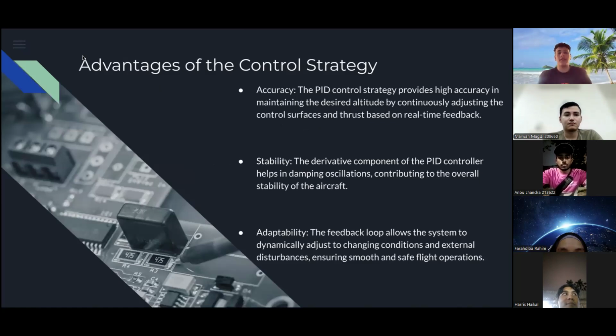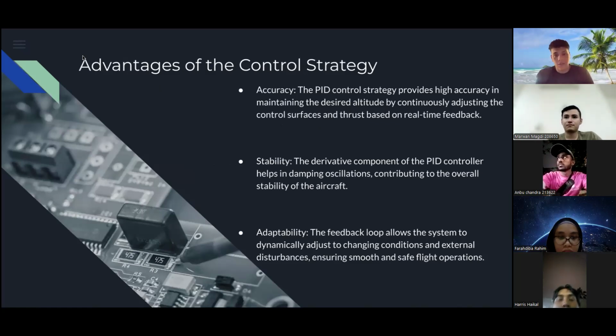So the advantages of this specific control strategy are that the PID controller strategy provides high accuracy in maintaining the desired altitude by continuously adjusting the control surfaces and thrust based on real-time feedback. The stability, where the derivative component of the PID controller helps in damping oscillations, contributing to the overall stability of the aircraft. And then the adaptability of the strategy, where the feedback loop allows the system to dynamically adjust to changing conditions and external disturbances, ensuring smooth and safe flight operations.